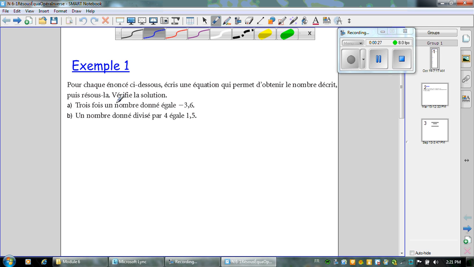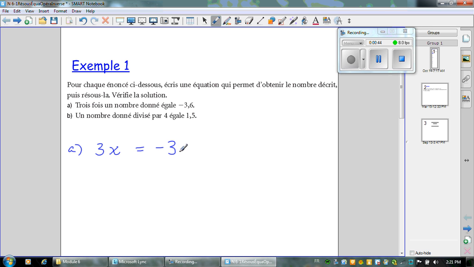So, 3 times a number. That number, you're going to have to substitute with a variable, an unknown, so we can pick x as a letter. So you can write that as, let's do a here, 3x equals, you're going to use the equal sign, negative 3 and 6 tenths. Now, this is the equation. Now you have to solve.